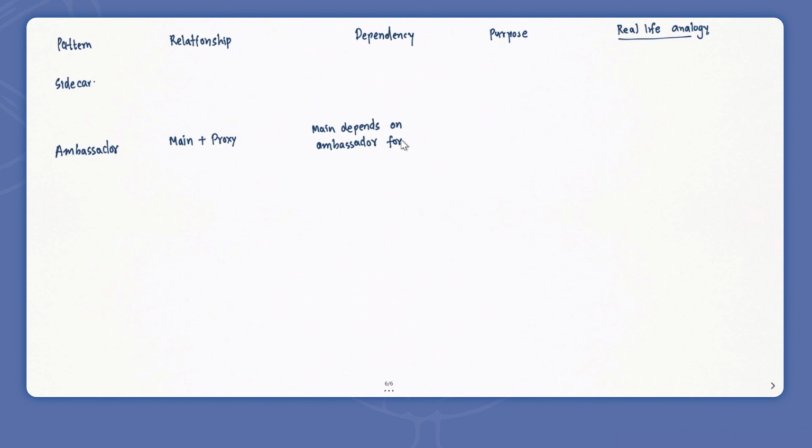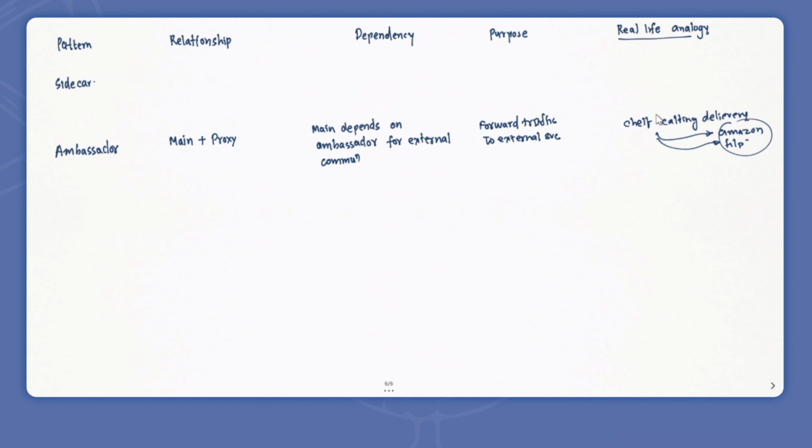So: pattern, relationship, dependency, purpose, and real-life analogy. This is just for understanding purposes. First is sidecar, which we haven't discussed yet; we'll discuss it in detail. Ambassador: this is main plus proxy. Main depends on the ambassador for external communication. Purpose: forward traffic to external services. So it's a chef calling delivery boys. Or you can say, if we are ordering from Amazon and things change, we can order from Flipkart. So this is changing, not the main chef.